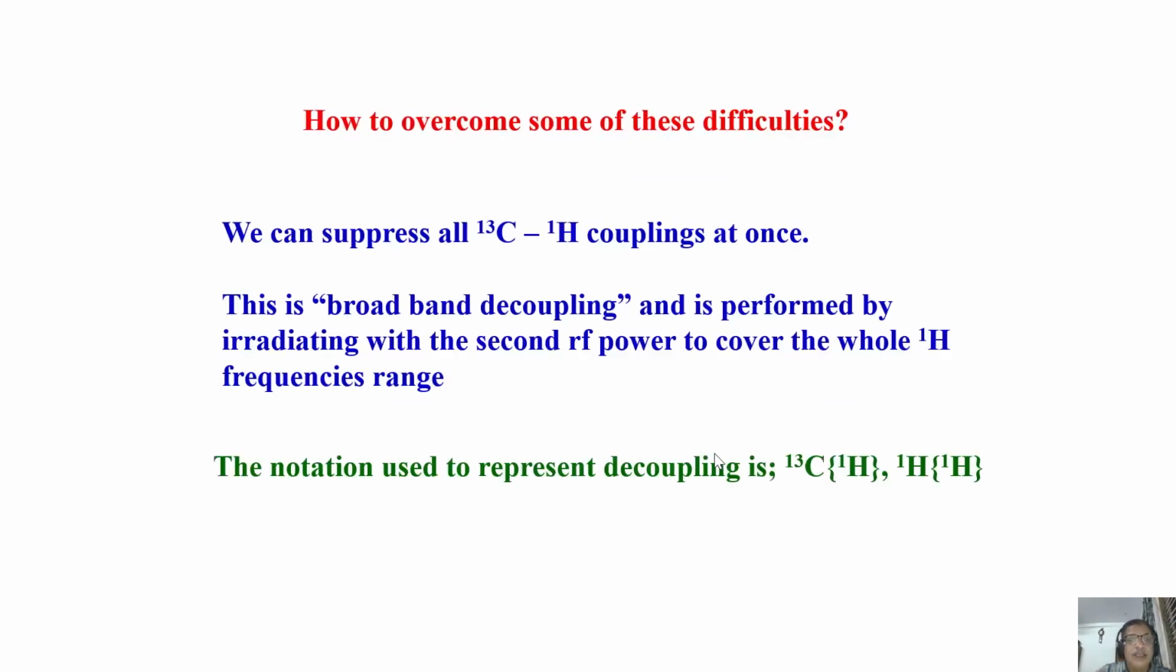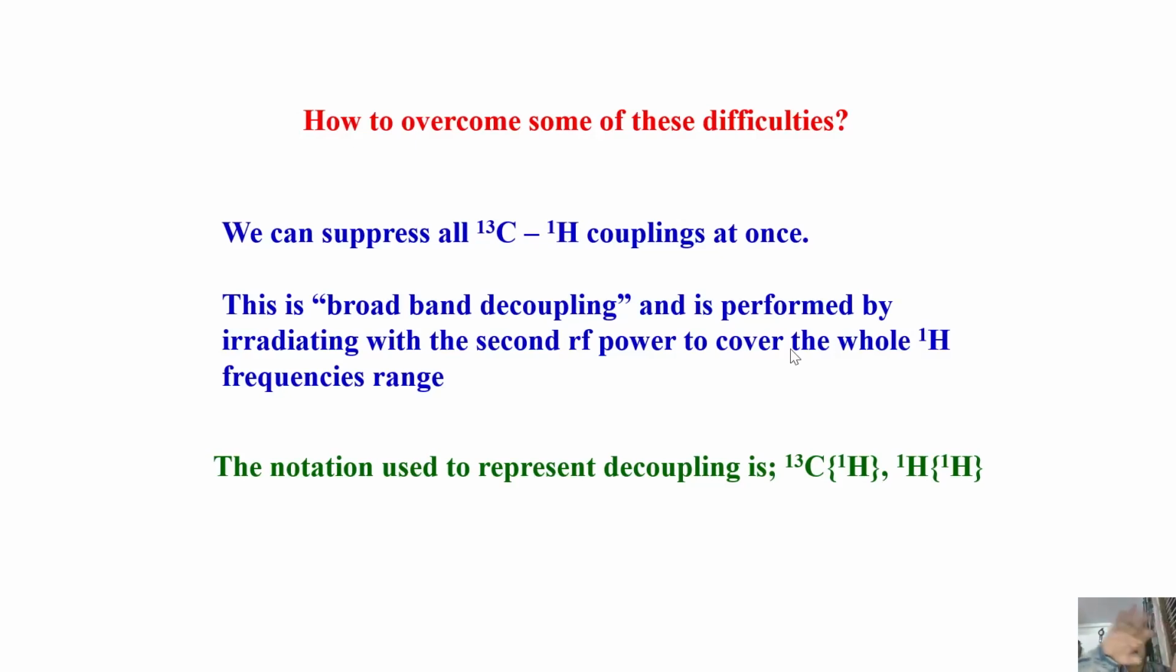How do we do this? We can suppress this by a broadband decoupling, where a second RF power is applied to cover the whole range of proton frequencies. I told you when I explained carbon 13. Just quickly, I don't want to come back to decoupling again, so I'm repeating it. Now, let us look at the proton spectral width of 10 ppm. Sit at the center of the proton spectral width, that is at 5 ppm.